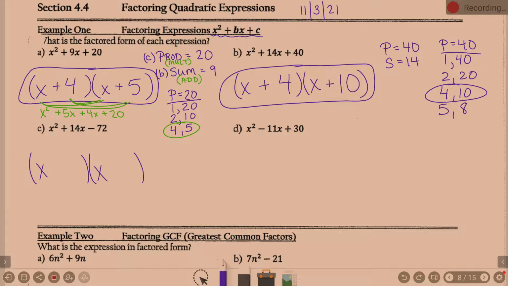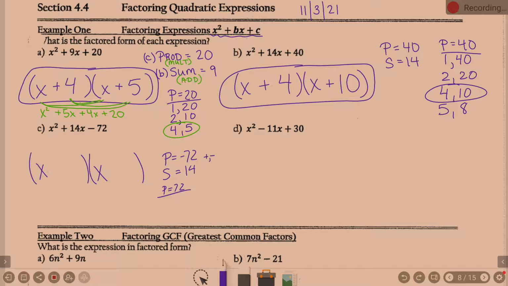Regardless, what is the next step? We need two numbers that give me a product of negative 72 and a sum of 14. Now, when we talk about two numbers that multiply to be a negative, what do we know? One's positive, one's negative. Okay, I know, however this works, that I'm going to have a positive and a negative. Now, I still go through and make my list like normal, and then I come back and figure it out later.